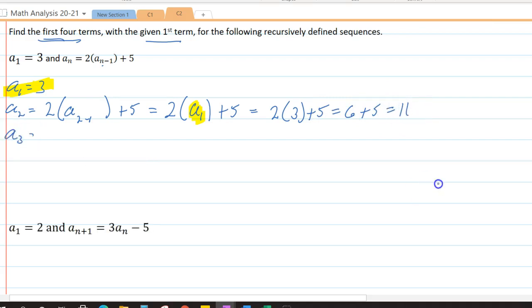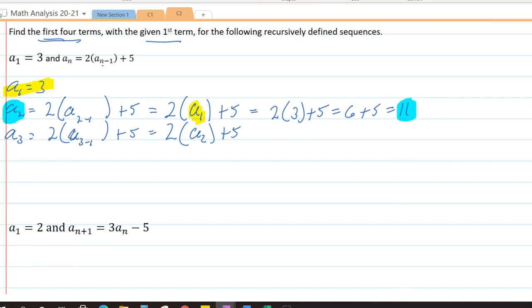Now when I move down to a sub 3, that's going to be 2a, where instead of a 2, I have a 3, minus 1, plus 5. That means I'm going to have 2, a sub 2 plus 5, since 3 minus 1 is 2. Do I know what a sub 2 is? Up here, I figured out that a sub 2 was equal to 11. So I simply plug that 11 in for a sub 2. That gives me 2 times 11 plus 5, or 22 plus 5, which is equal to 27.